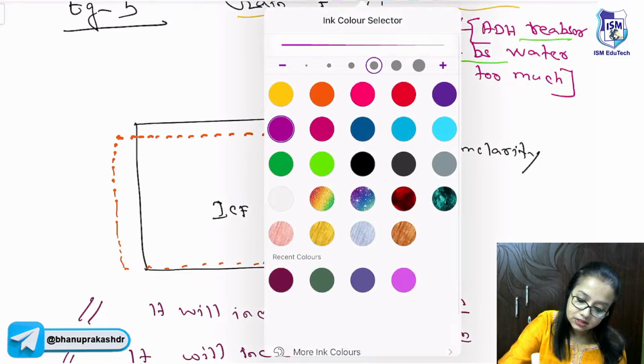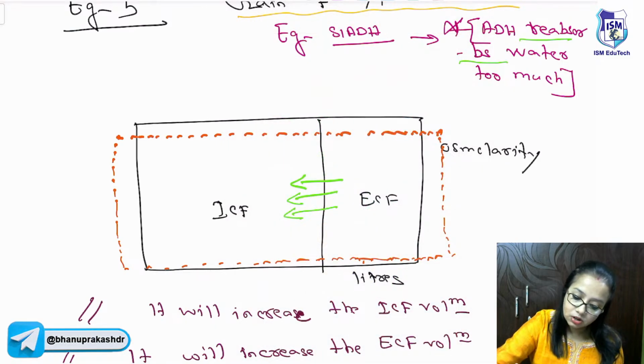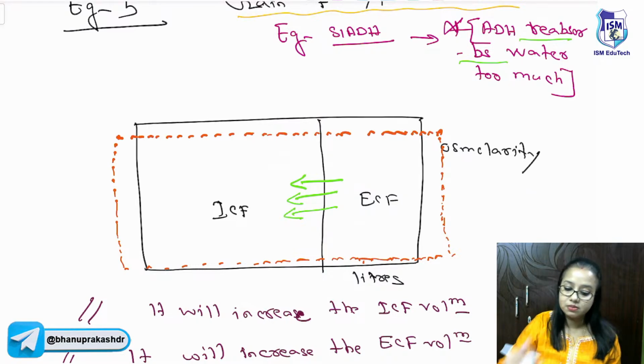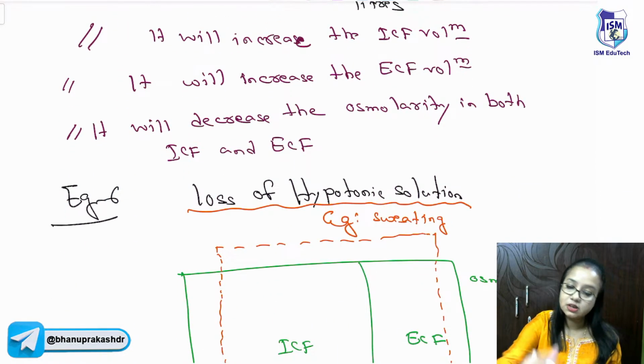So, as we see here, the osmolarity has gone down. The osmolarity, this vertical line, has come down in both the compartments, ECF as well as ICF. The opposite one is the loss of the hypertonic solution.